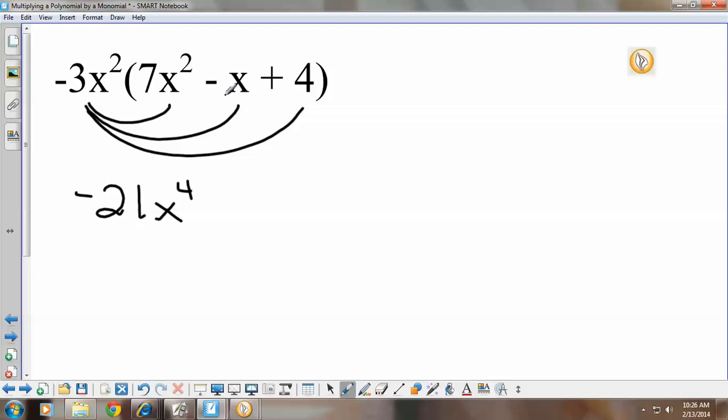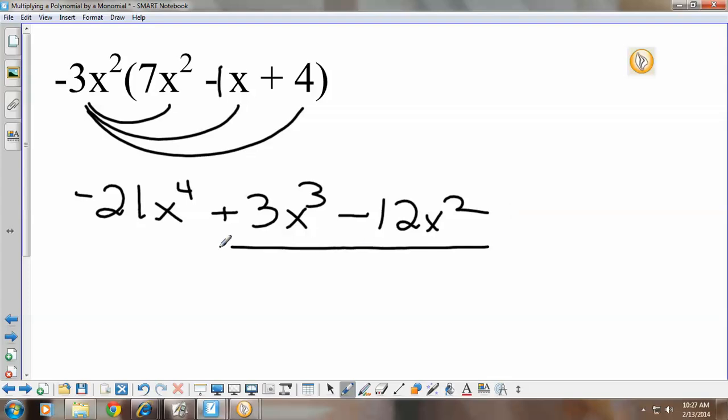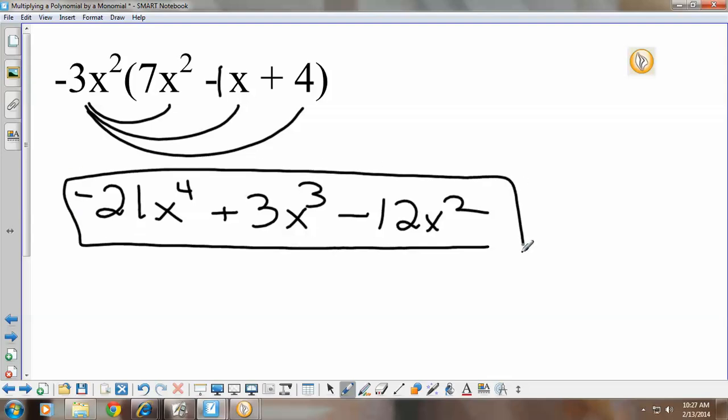Negative 3x times negative x. Well, really there's a negative 1 there. So negative 3 times negative 1 is positive 3. x to the, good, Chris, x cubed. Negative 3x squared times 4 is negative 12x squared. Are any of these terms like terms that we can combine? No, they all have different exponents. Same variable, different exponents. So this is as far as we could go.